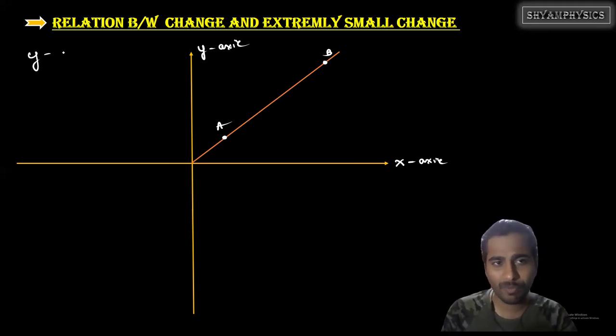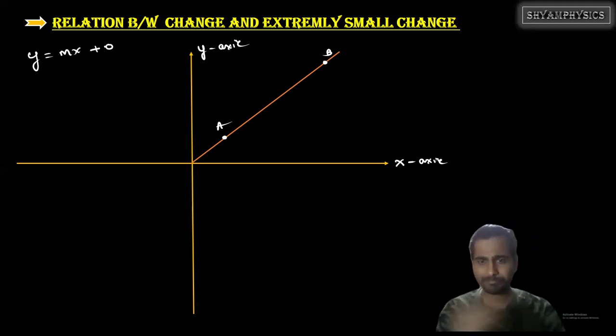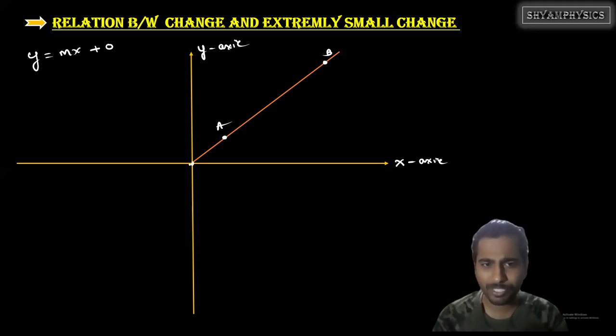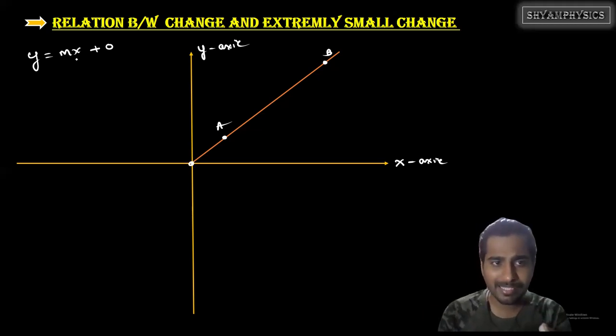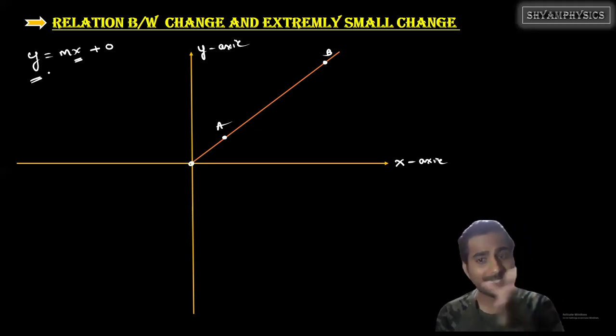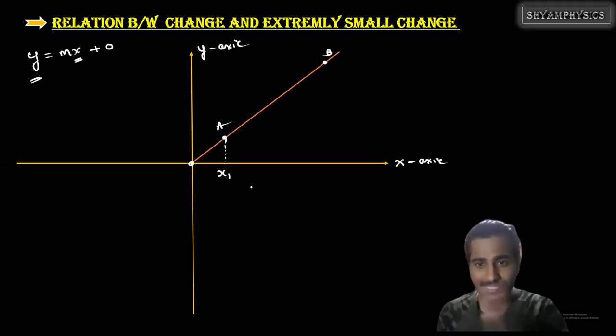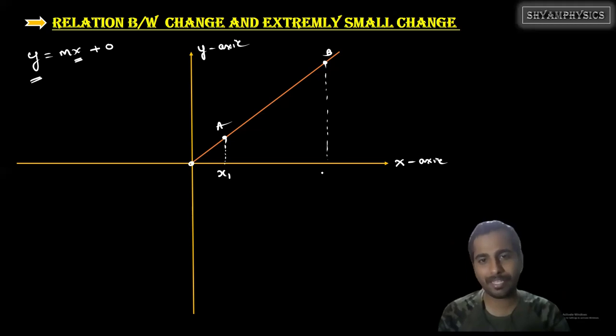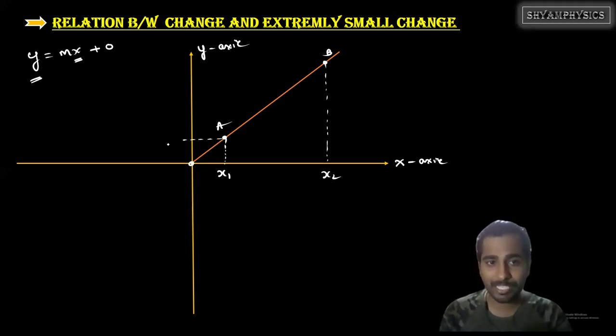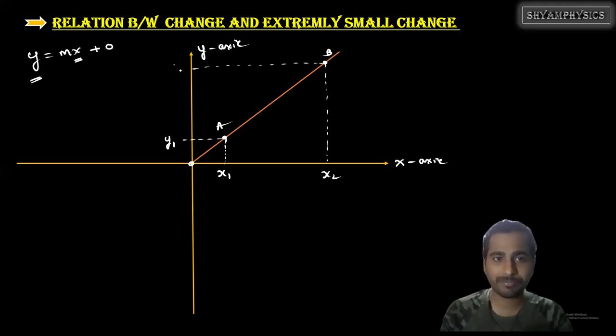You got this from y equals mx. By the way, the plus c value is 0 here, because it is passing through the origin. Now look, as x changes, y also changes. For that reason, the graph came like this. At point A the value of x is x1, at point B its value will be x2. In the y-axis, point A corresponds to y1 and point B corresponds to y2.